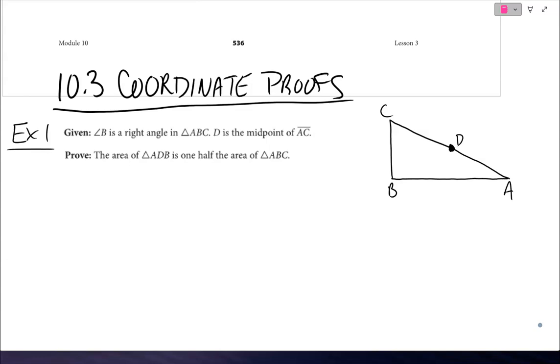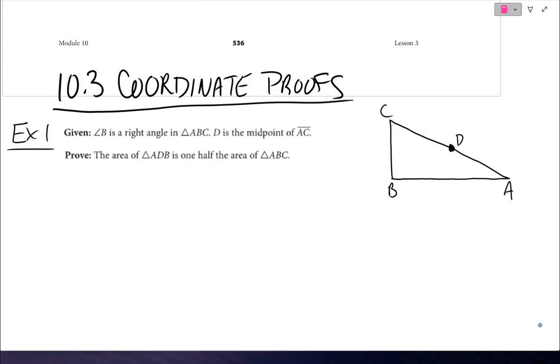We're trying to prove that if it's given that B is a right angle in triangle ABC and D is a midpoint, then the area of triangle ADB is half the area of triangle ABC.